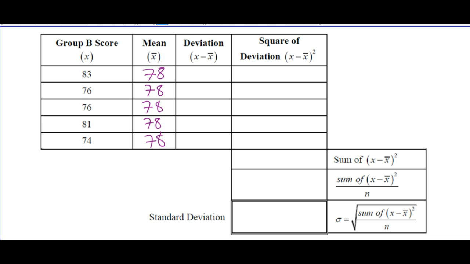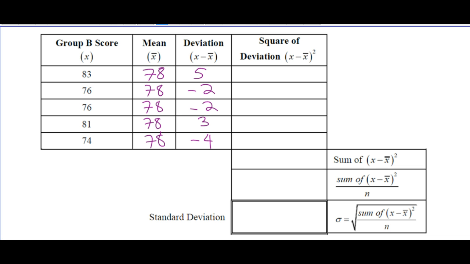little more spread out, right? It's got a higher high mark, it's got a lower low mark, and these guys are all fairly close to the mean, right? So when we take their deviations, we got 5, -2, -2, 3, and -4, we can see their deviations aren't that much, right?